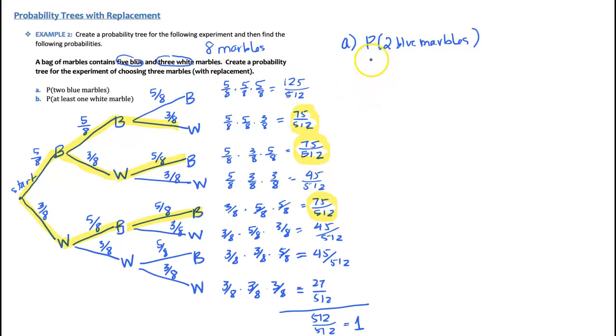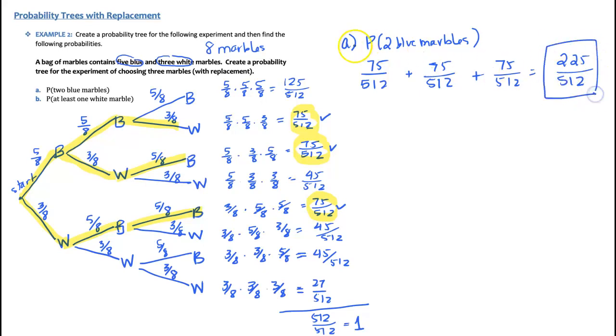Putting those probabilities together, because more than one branch meets our description, we have 75 out of 512 plus 75 out of 512 plus a third 75 out of 512, giving a total of 225 out of 512 for the probability of selecting 2 blue marbles.